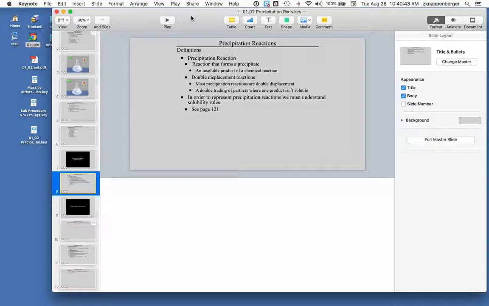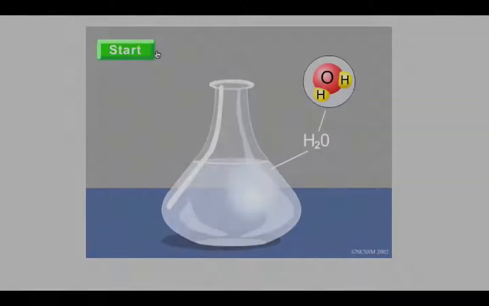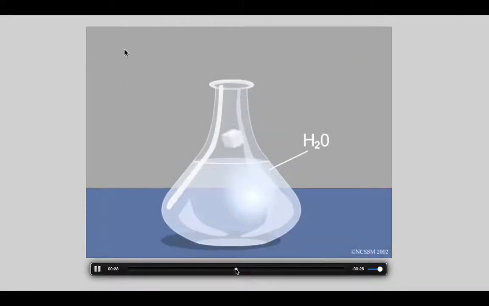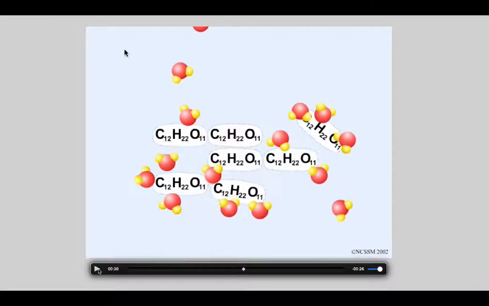Yes? That's a great question, and let's talk about it. This is why we do what we do when we grade homework, because it's after you've done the homework that you have all these wonderful questions. So why does sugar not break into ions?